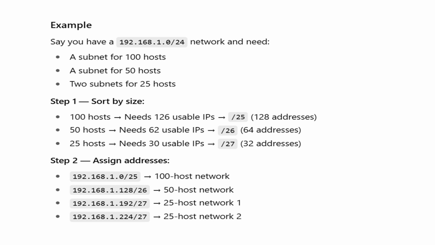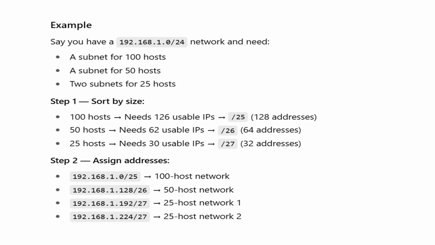So the 100 hosts need 126 usable IPs. That is equal to /25, which is 128 addresses. For the second subnet, 64 addresses are the available range, so it is a /26. And for the next ones, 25 hosts are required, but the range is 32 addresses, so it is a /27.